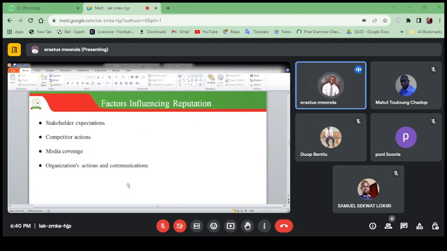Now, what are some of the factors that are going to influence reputation? Stakeholder expectations. If the stakeholders are highly expectant of us as an organization, then we would look at aspects that are going to push us to the next level in terms of having a very good image. And then other factors that are going to influence reputation are around competitor actions. What are our competitors doing?